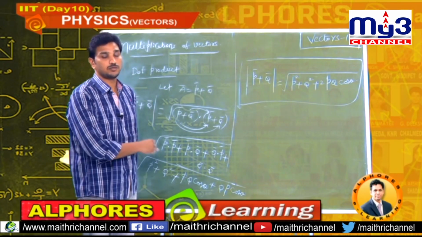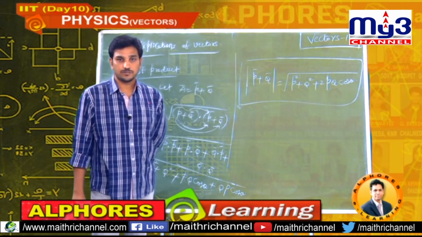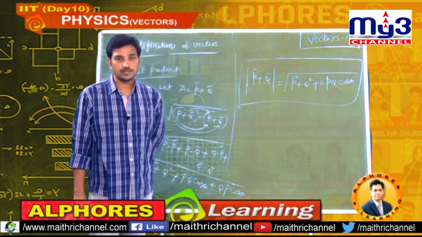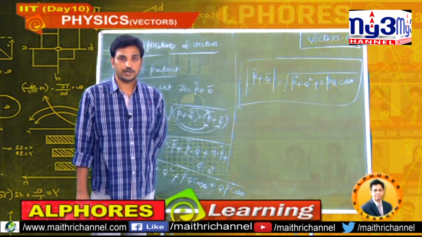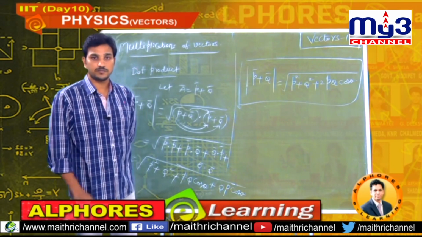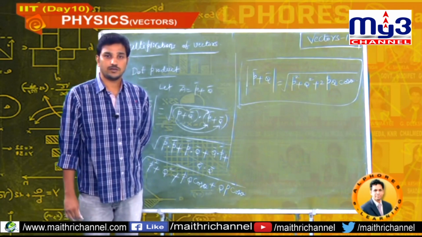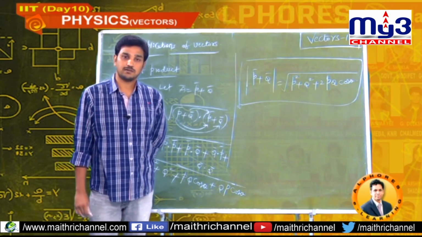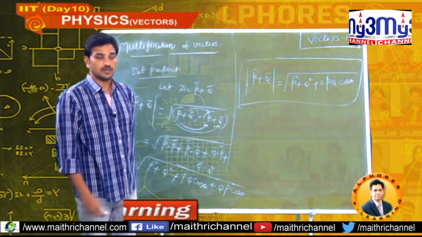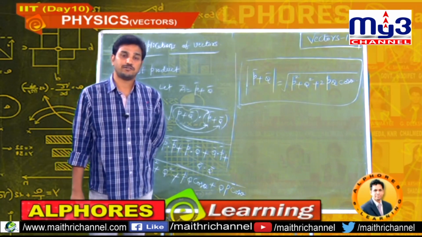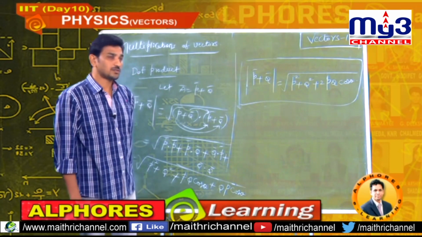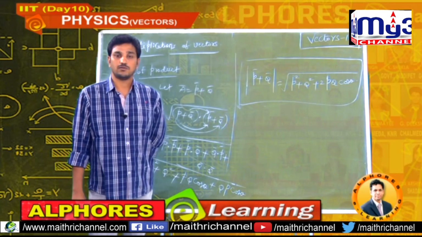After that we entered into vector operations. Vector operations are of two categories. First one, addition or subtraction, that is already completed. Second, multiplication of vectors, which is of two types. First one, multiplication of a vector by a scalar, which we already know. Next category, multiplication of vector by vector. One is the scalar product and the other is the vector product.